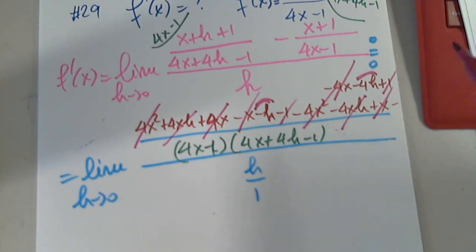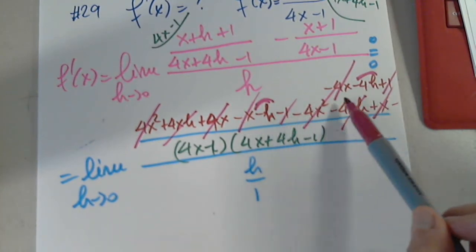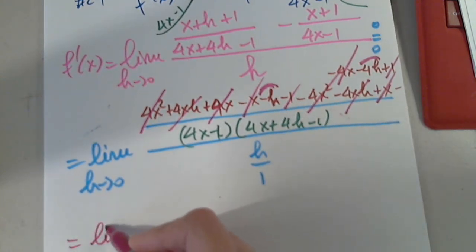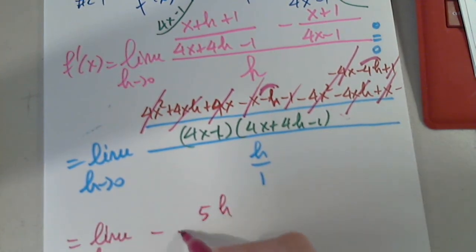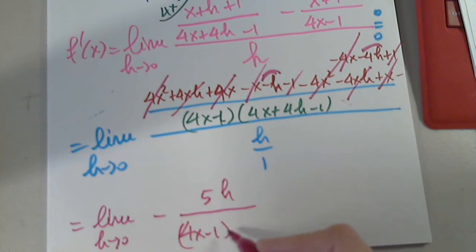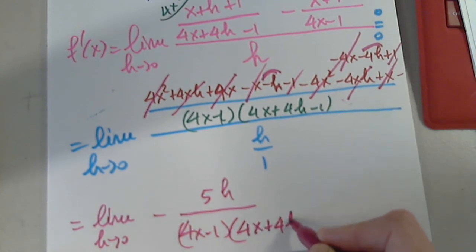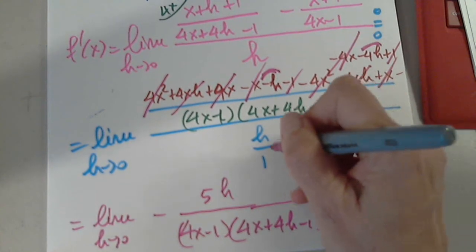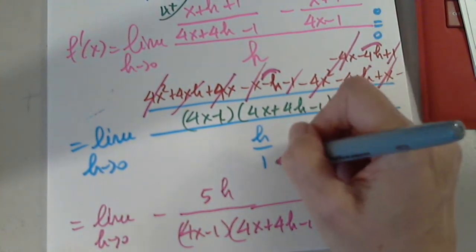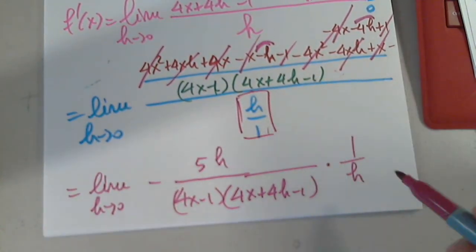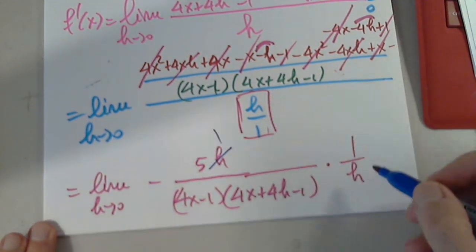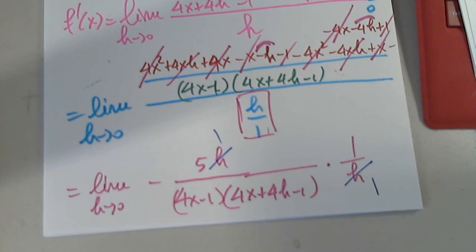All terms without h went away. So the numerator now is negative 5h. So limit, as h approaches 0, I write negative 5h over this whole thing, 4x minus 1, 4x plus 4h minus 1, and I already flipped this, multiplied by 1 over h. That's why I had it prepped as h over 1. So this is the second thing that has to happen for every function when I determine the difference quotient or the limit of the difference quotient. It doesn't matter. It has to follow the same rules.